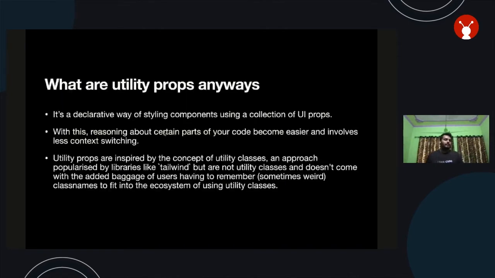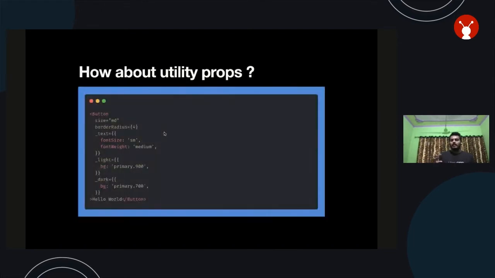So what are utility props anyway? It's a more declarative style of writing components using a collection of UI props. Now, what are UI props? These are the values that you see: size, border, text, some font weight, font size. Then the right mode has a background, BG obviously means background. Dark also has a BG, which obviously means a background, and they have some primary token, right?